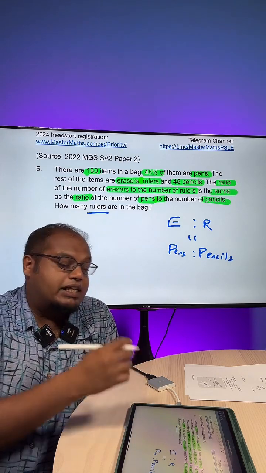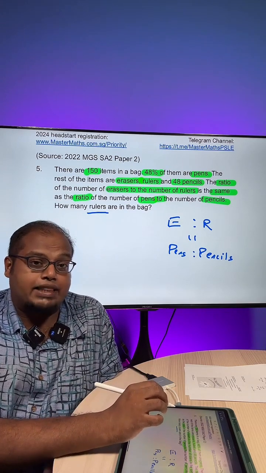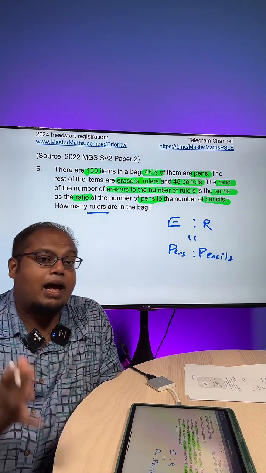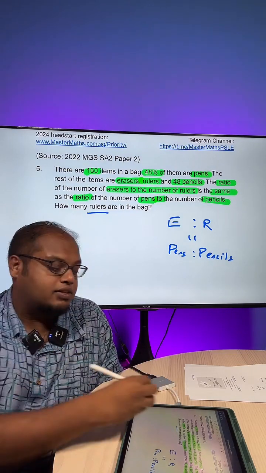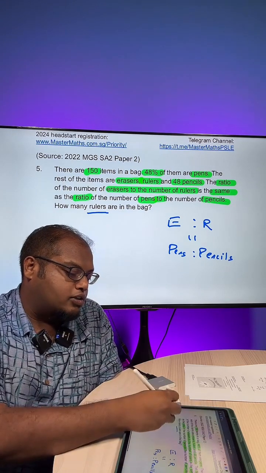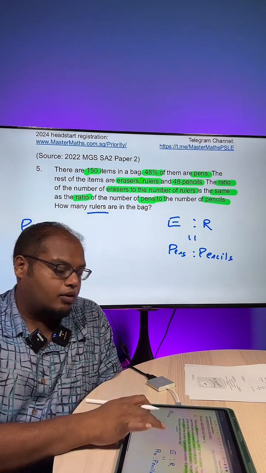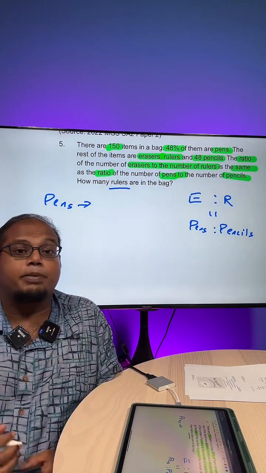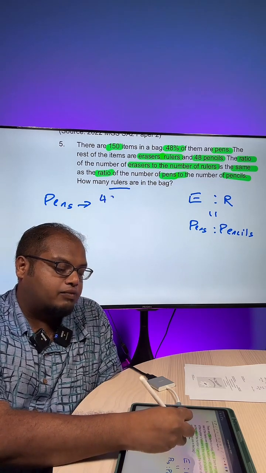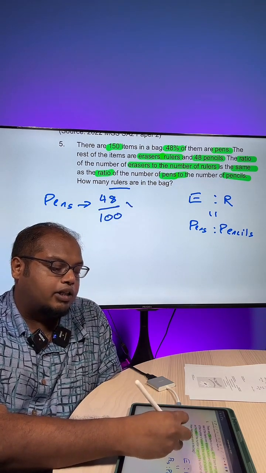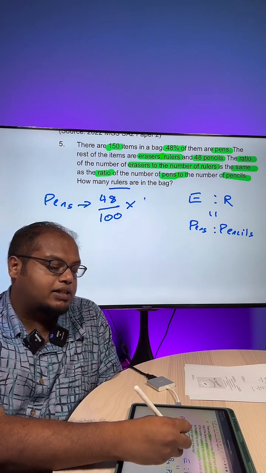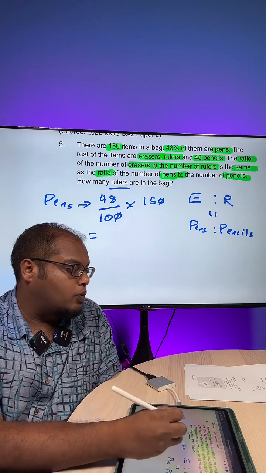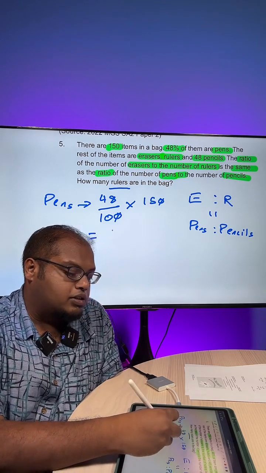In this question, the total is 150 items, not 150%. 48% are pens, so let's find that first. How do I find the pens? I use the percentage and form a fraction first: 48 over 100, multiplied by the total, which is 150. I can cancel the zeros, and that will be 72.